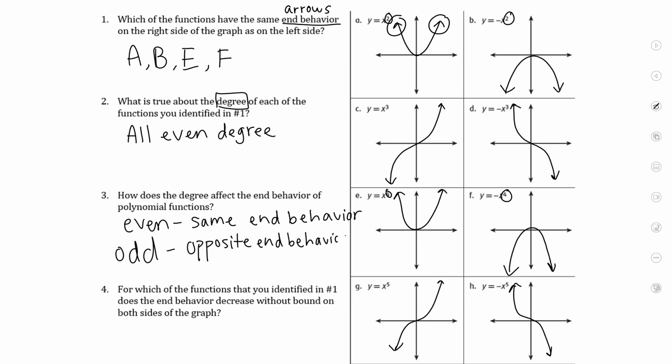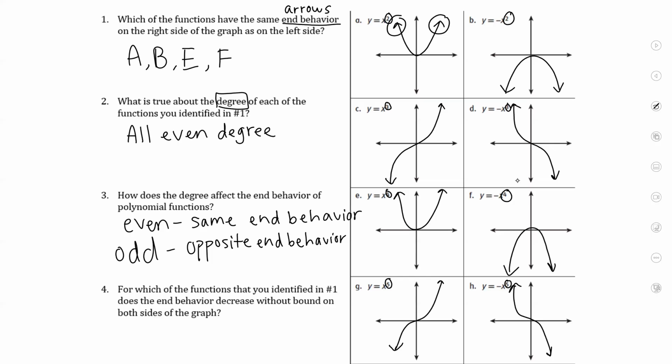Okay, so let's look at C and D. These are odd degrees. It's degree 3. Also, these down here, this is degree 5. Those are odd degrees. Notice the endpoints are facing different directions. The end behaviors are opposites. Okay? All right, I'm going to pause here and let you guys answer the next questions.